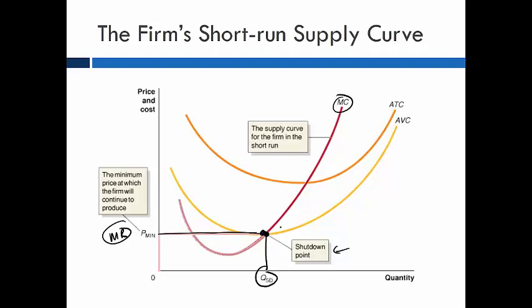Now this guy's going to have a loss, right? Because at this quantity, here's his average total cost. So this whole area here represents a loss. But as long as he's covering his variable costs, he should keep going, at least in the short run. If the price were to fall below this anywhere, then you would shut down. So if it can't even cover these variable costs, then it shuts down.